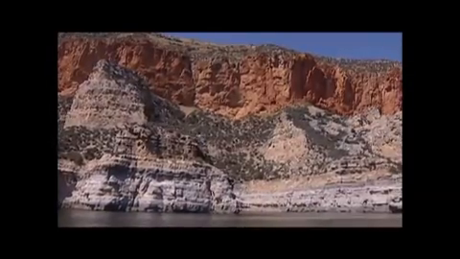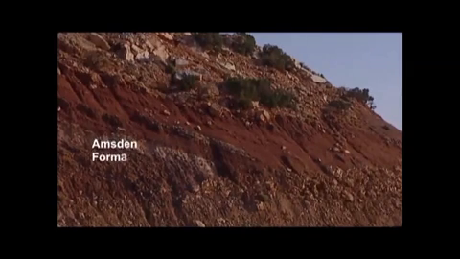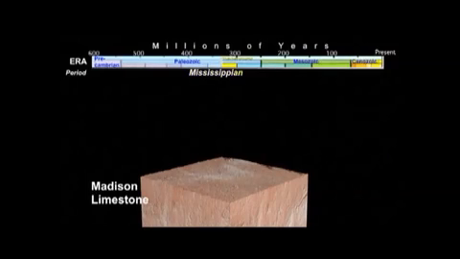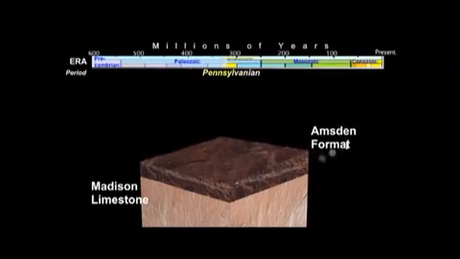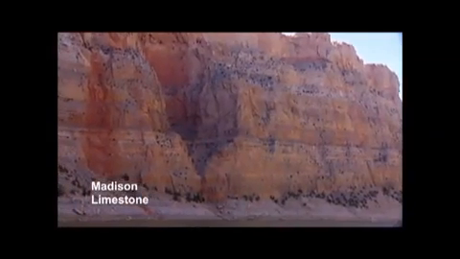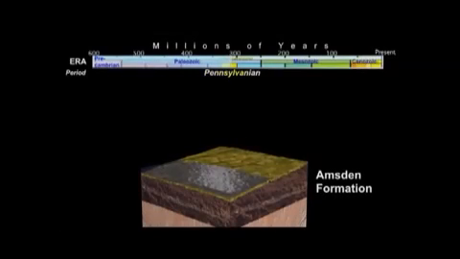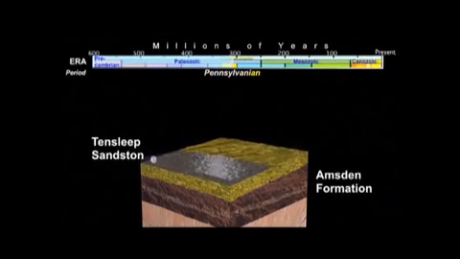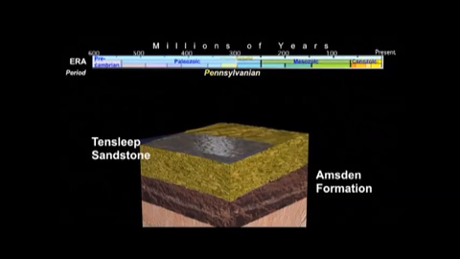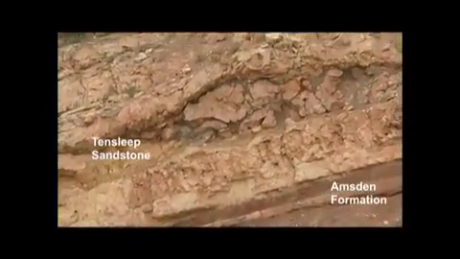In some locations, the Madison limestone appears orange-red. This color, however, is from iron oxide in the overlying Amsden Formation. Near the end of the Mississippian and into the Pennsylvanian period, the Amsden covered the Madison limestone. Today, runoff from the Amsden trickles down, staining the Madison's cliffs. Later in the Pennsylvanian period, beaches and dunes formed. These make up the Ten Sleep sandstone. The convoluted base of the Ten Sleep illustrates the impact of high-energy waves on the Amsden surface.